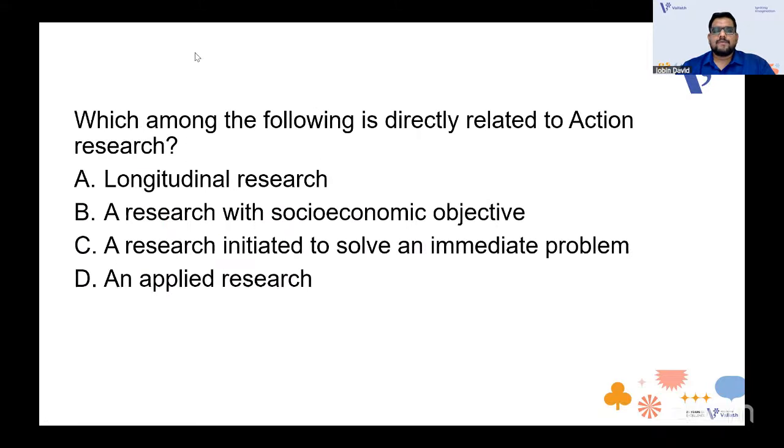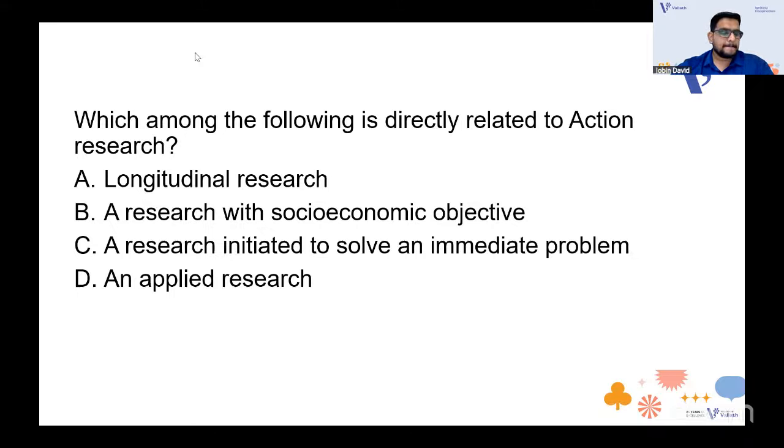Next one. Which of the following is directly related to action research? Longitudinal research? No, it's not obviously. Longitudinal is a different kind of research. A research with socio-economic objective, a research initiated to solve an immediate problem, and applied research. Action and applied is very different. Action research is to solve an immediate problem. Applied research is to solve a practical problem, not an immediate one, practical problem. And regarding action, it is continuous. Like we find a result and then we apply, and if it is not satisfactory, we apply it again, or we find the solutions again in a different manner. So that is what you call action research.